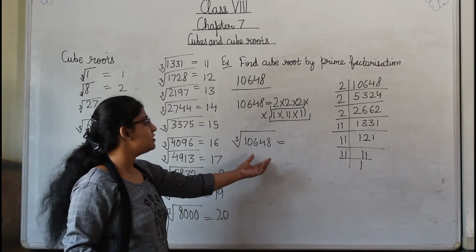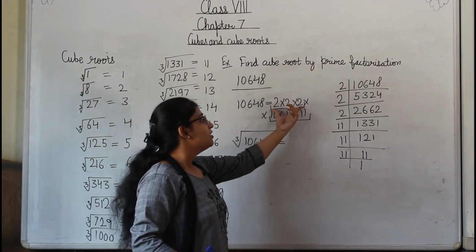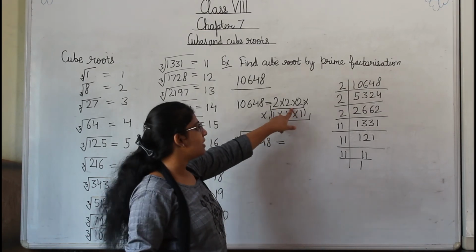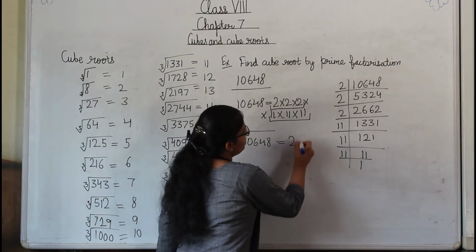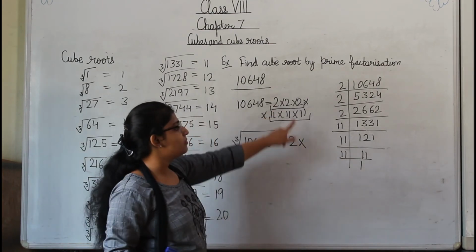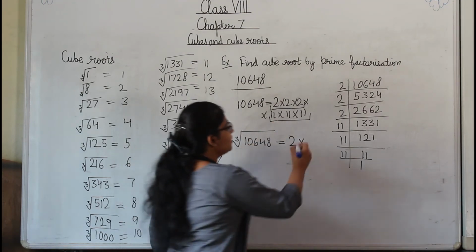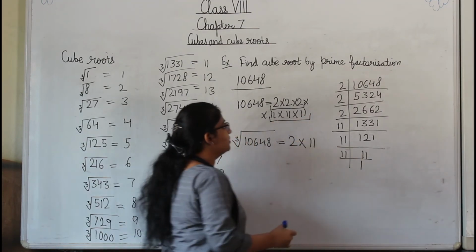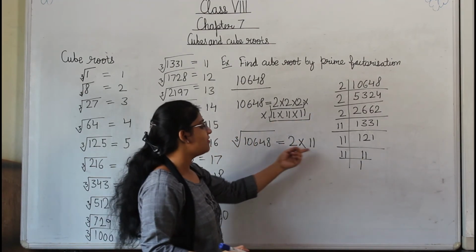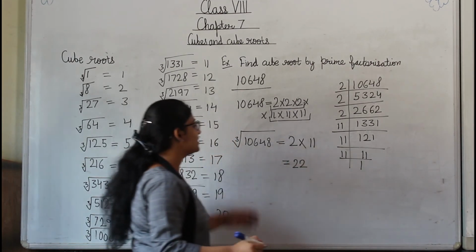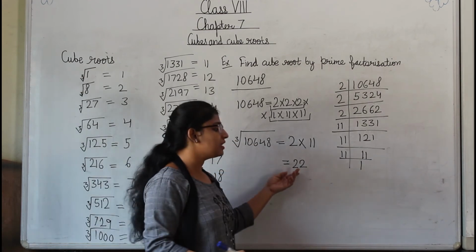Here students, for the cube root, we will write down each group only once. Here 2 is 3 times and we have made the group, so this group will be written only 1 time. It means 2 will be 1 time here. Similarly here 11 is 3 times in the group, we will write 11 1 time here. So 11 twos is 22. It means the cube root of 10,648 is 22.